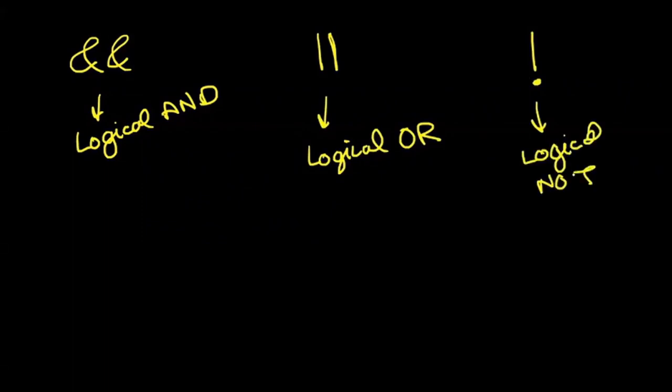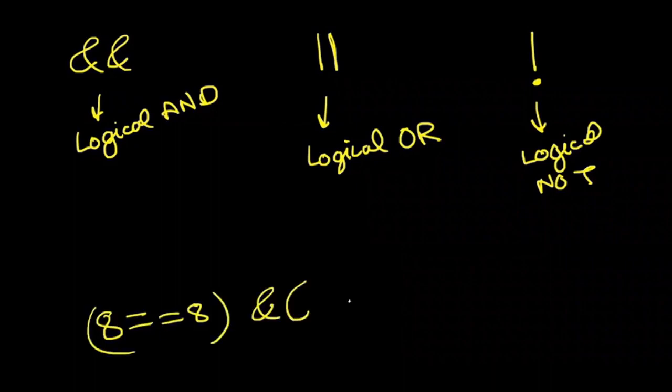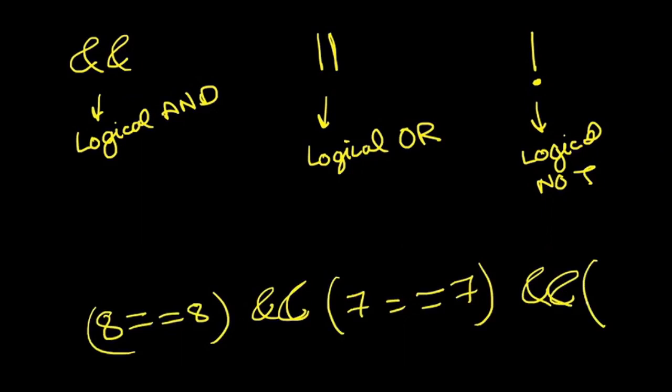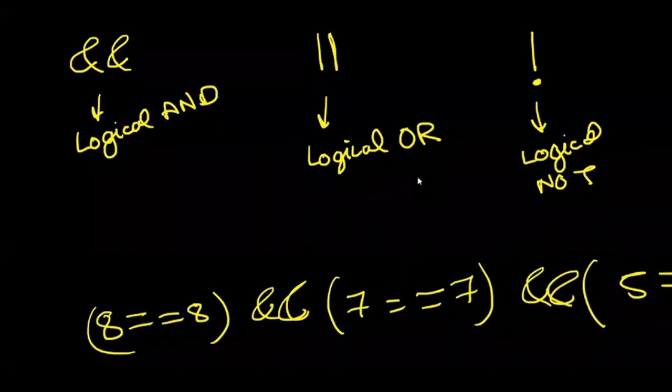So guys, what can you do using these logical operators? I can combine multiple expressions together. Now, if I ask you something like this: 8 equal to 8 and 7 equal to 7 and, let's say, 5 equal to 4. Using logical operators, you can combine multiple conditions together. Can anybody tell me the final output of this entire complex expression that I have written?